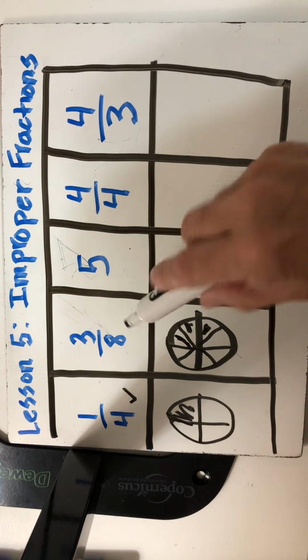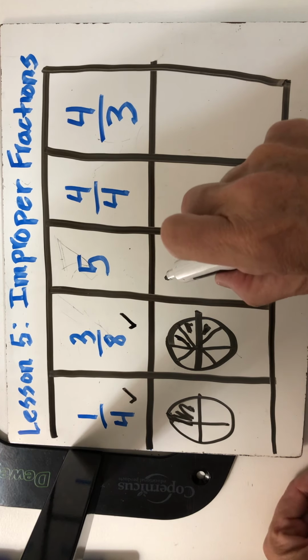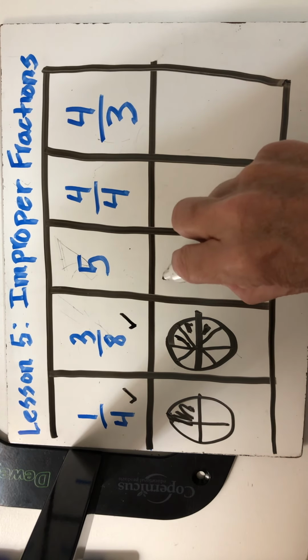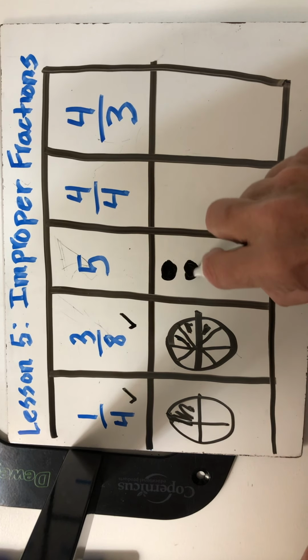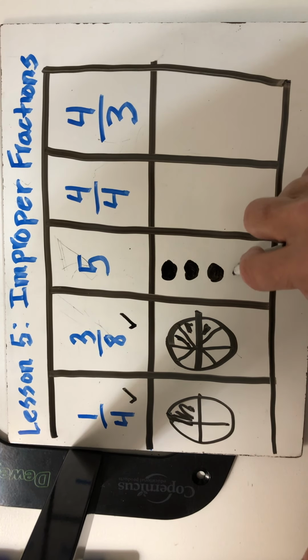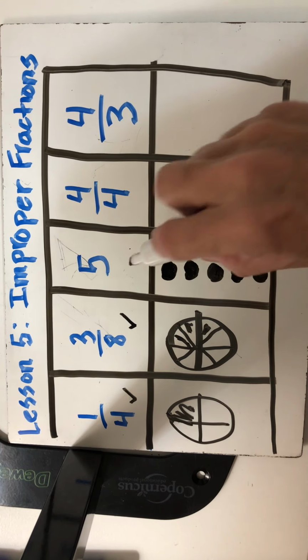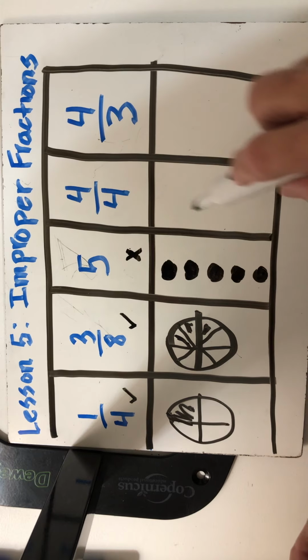5, that's a great number. I love the number 5, but it's not a part of a whole. It's 5 wholes. You've got 1 whole pie, 2 whole pies, 3 whole pies, 4 whole pies, 5 whole pies. So this one is not a proper fraction.